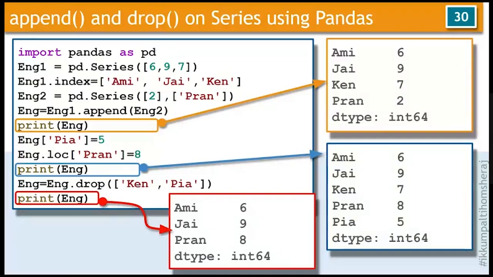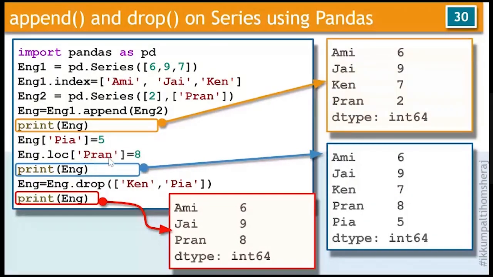So this explains the concept of how to add new elements in the series. It can be done either using this method in which you create a separate series and append it with the help of append. The second method is you simply find an index which does not exist, put that index and put the value along with it, and this particular line will help you add a new row in the series. In the same way, if you have to update something, then you can specify eng.loc pran is equal to 8.